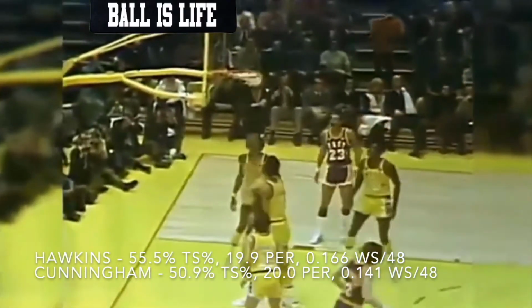In the efficiency and advanced metrics category, we finally come to one where it's definitely not as close as the previous ones. Although they have roughly the same PER, Hawkins is definitely more efficient than Cunningham, and this reflects in his true shooting percentage and a slight win shares per 48 advantage over Cunningham, especially in the playoffs where Hawkins is clearly ahead. This category goes to Connie Hawkins by a small margin.